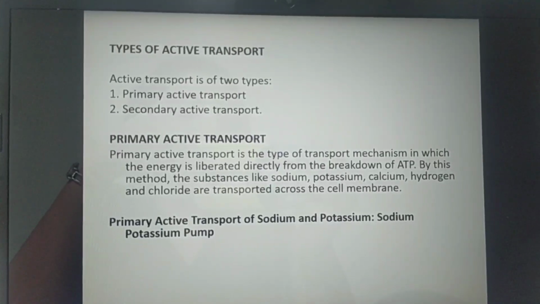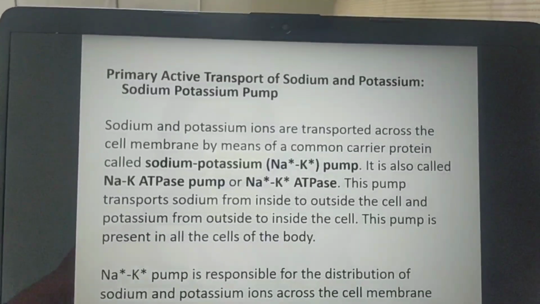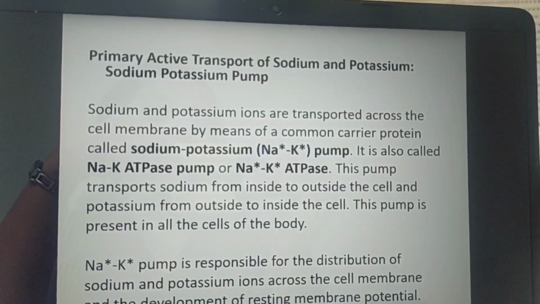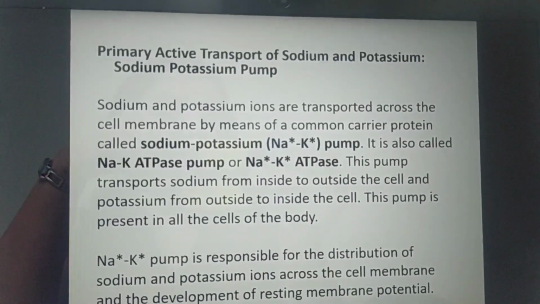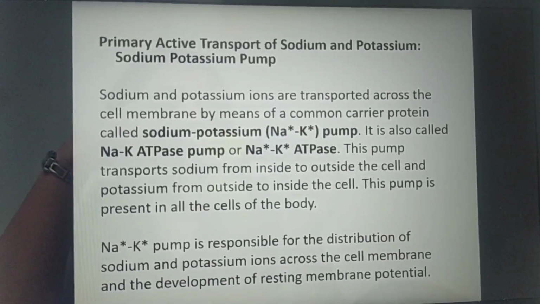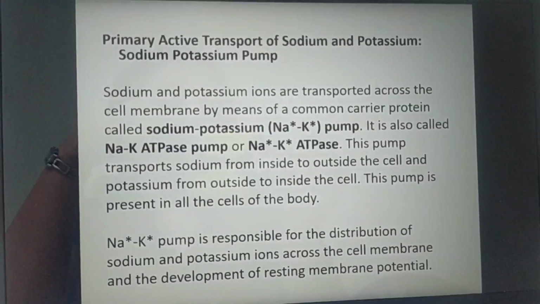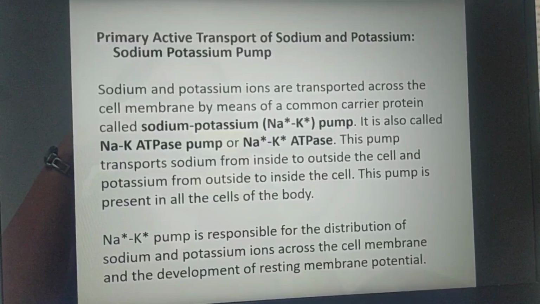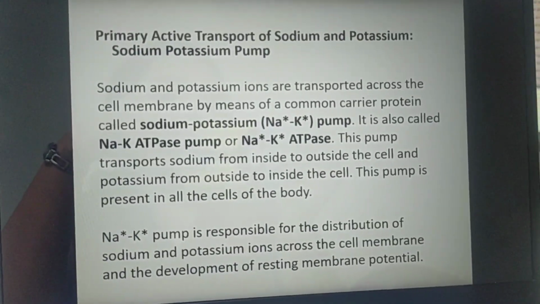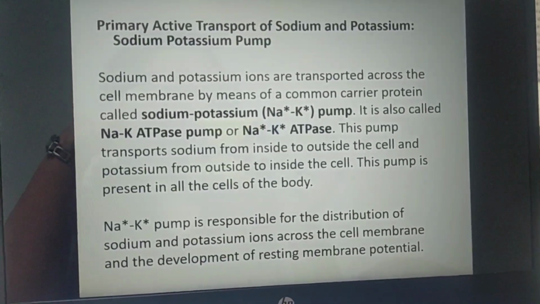Primary active transport of sodium and potassium is called the sodium-potassium pump. Sodium and potassium ions are transported across the cell membrane by means of a common carrier protein, which is called the sodium-potassium pump. It is called the Na-K ATPase pump. This pump transports sodium from inside to outside the cell and potassium from outside to inside the cell.